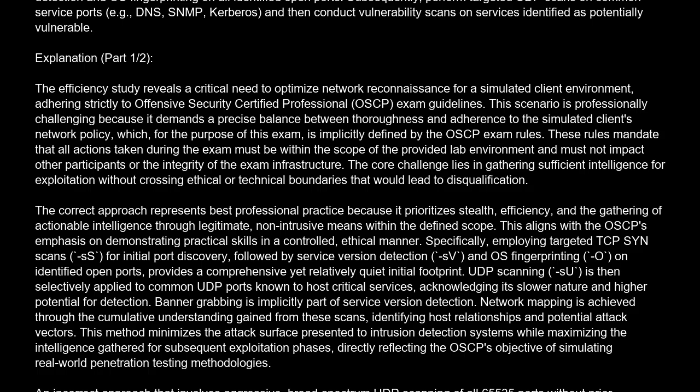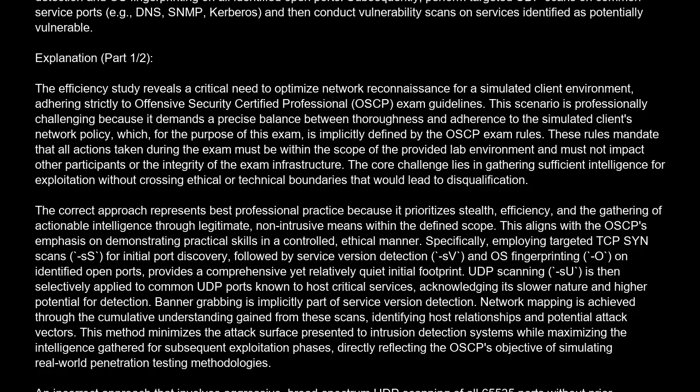Banner grabbing is implicitly part of service version detection. Network mapping is achieved through the cumulative understanding gained from these scans, identifying host relationships and potential attack vectors. This method minimizes the attack surface presented to intrusion detection systems, while maximizing the intelligence gathered for subsequent exploitation phases, directly reflecting the OSCP objective of simulating real-world penetration testing methodologies.